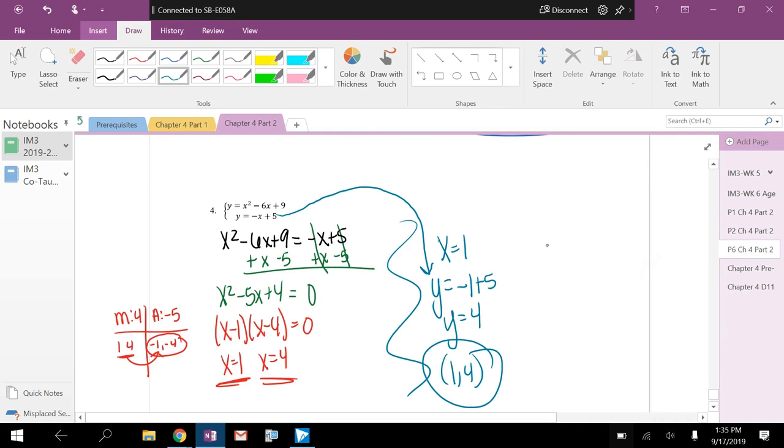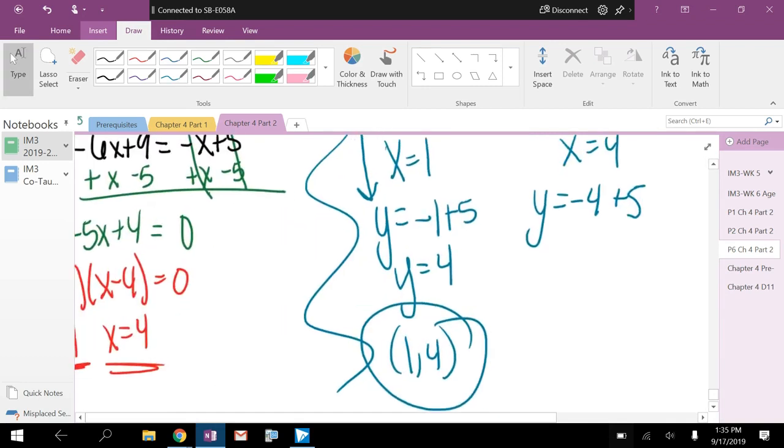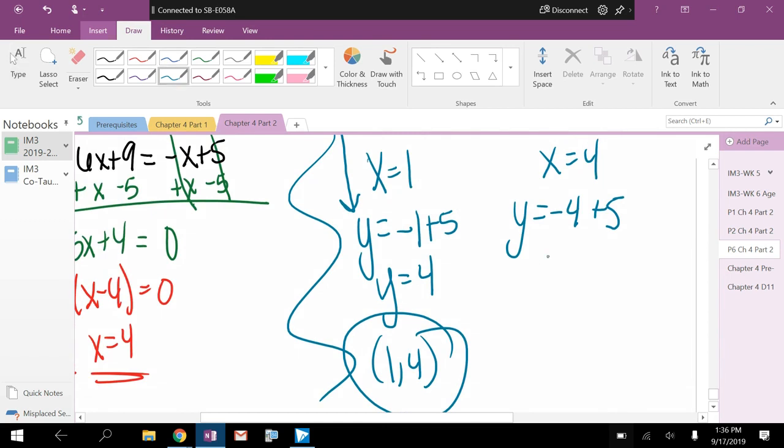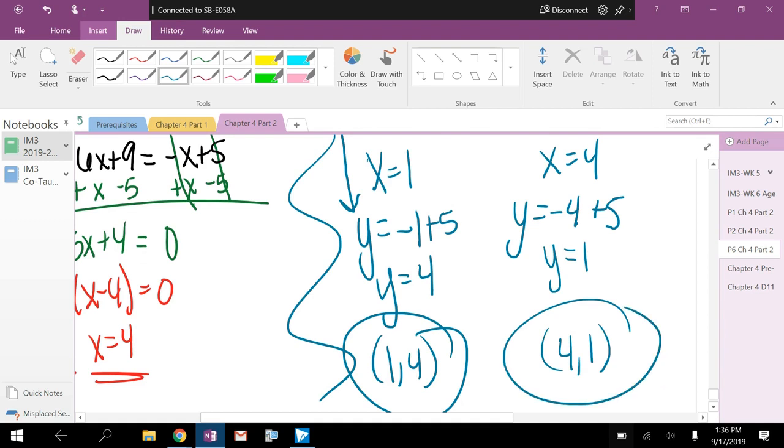Let's see when x is equal to 4, because there were 2 of them. Again, I'm using this equation. All I'm doing is plugging it in. Y is equal to -4 plus 5. -4 plus 5 gets you 1. So would I write (4, 1) or (1, 4)? There you go. X's always come first.